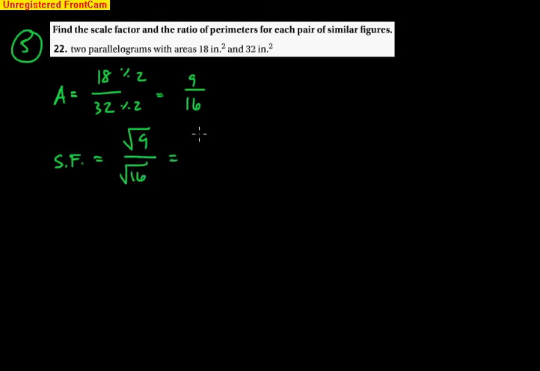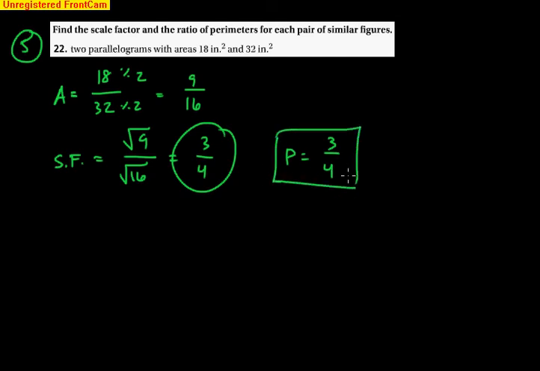So first, the areas. Okay? Well, the area ratio is 18 to 32. Divide each of them by 2. 9/16. That's the simplified ratio of the areas. So now to find the scale factor, we simply take each of those numbers and find the square root. And they're both perfect squares, so we get 3/4. And the ratio of the perimeters is equal to the scale factor. And there we go. So very simple section there. Shouldn't be too much trouble.